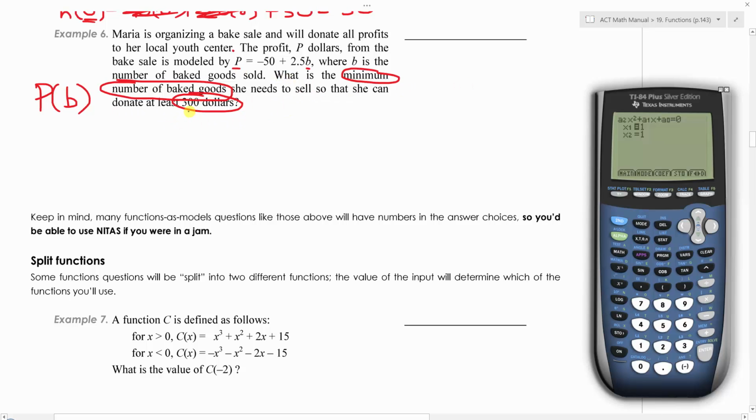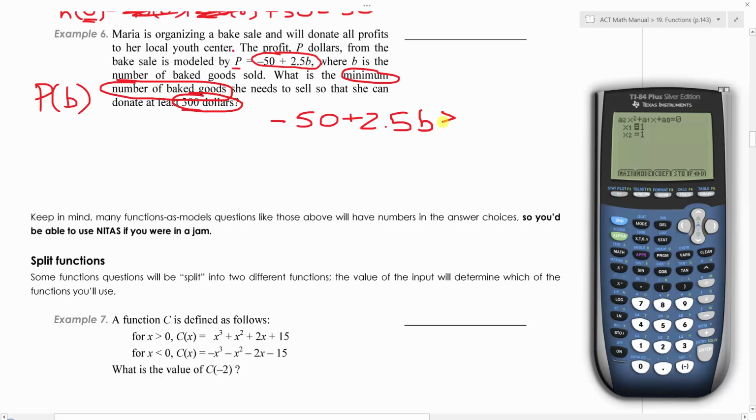So what we're going to do here is we need to know when this expression will be greater than or equal to the 300. We need the minimum number of baked goods so that she can donate at least $300. So this is really just a translation. This is -50 plus 2.5b. We could just set it equal to $300. That would be fine and perhaps even a little bit easier.